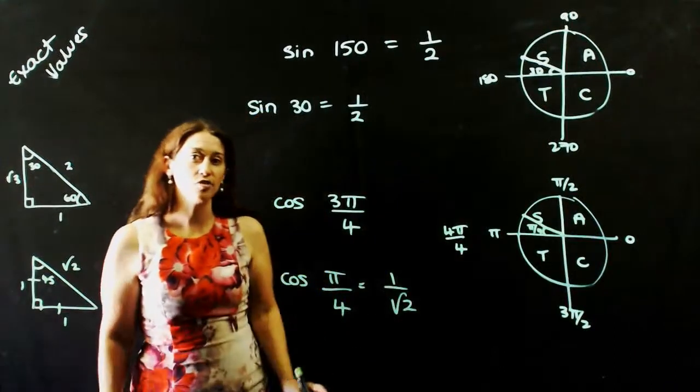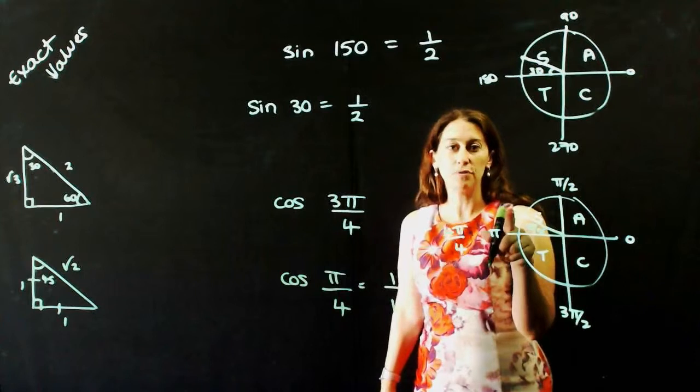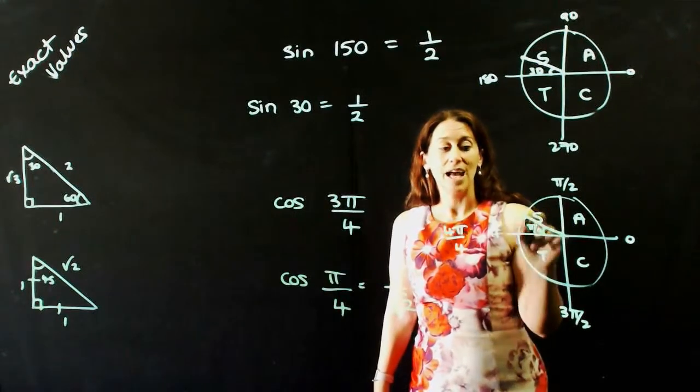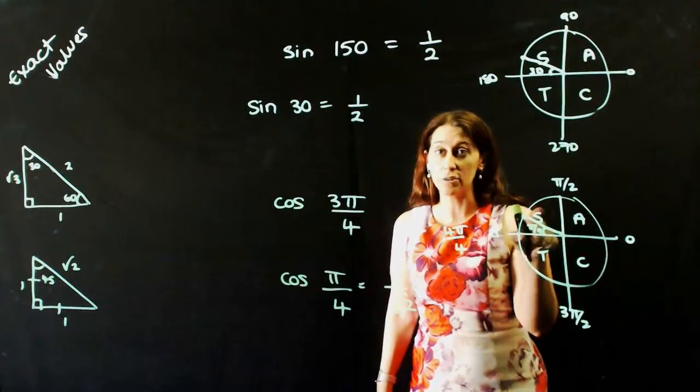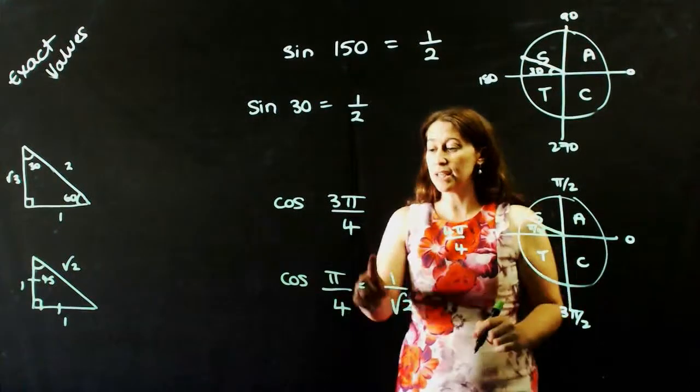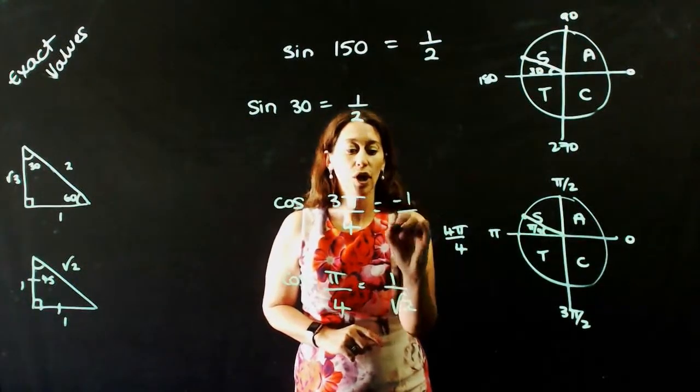Well, let's look at which quadrant it's in. It's sitting in this quadrant. So 3 pi upon 4 is sitting here. And we can see that cos is negative in this quadrant because only sine is positive. So therefore we can say that the value of cos 3 pi upon 4 is negative 1 over root 2.